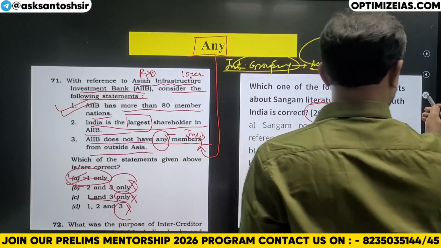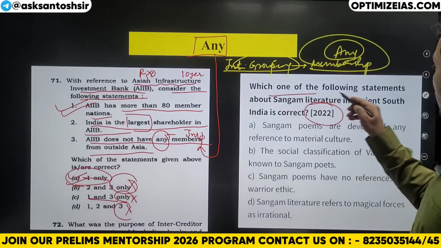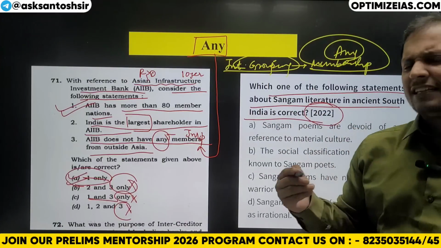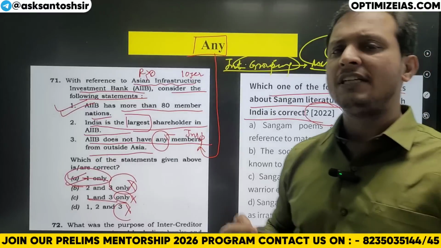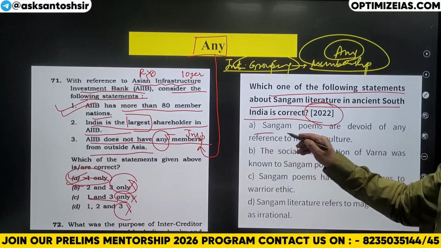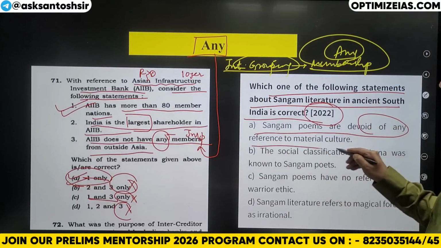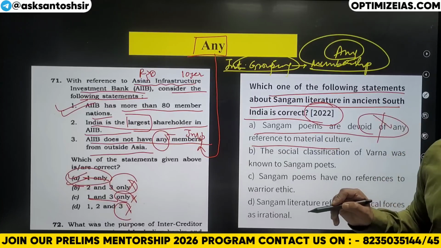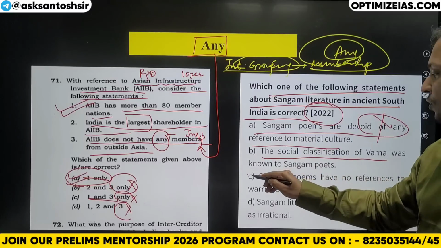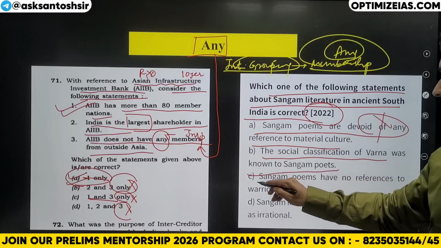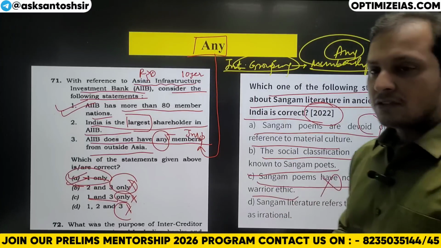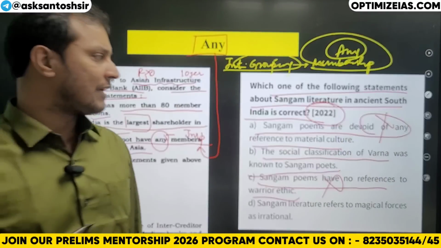Okay, let us see another question which is very recent. Which one of the following statements about Sangam literature in ancient South India is correct? Guys, generally art and culture questions, ancient and medieval history questions are very difficult to solve. So you can see here, Sangam poems are devoid of any reference to material culture. Any reference to material culture. Again "any" is there, remove this. Social classification of Varna was known to Sangam poets. Sangam poems have no reference to warrior ethic. Also you remove this.